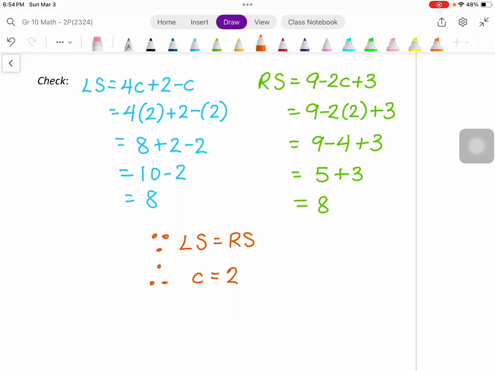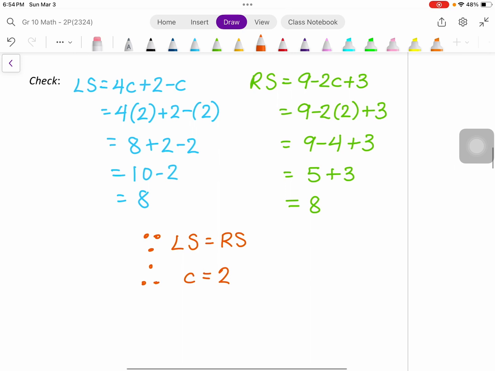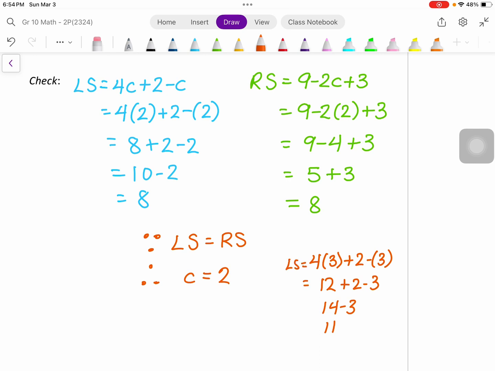So just so you can see if you make a mistake, let's say we had c equals 3. So 4 times 3 plus 2 minus 3. 4 times 3 is 12. 12 plus 2 is 14. And 14 minus 3 is 11. So this would be our left side.